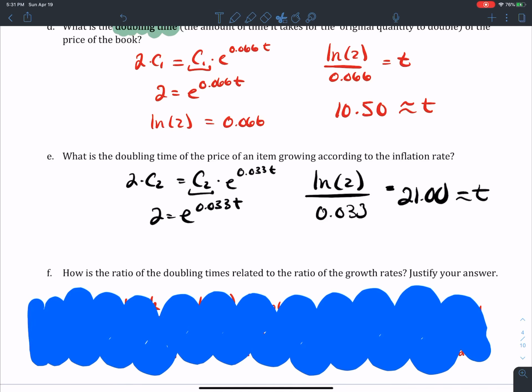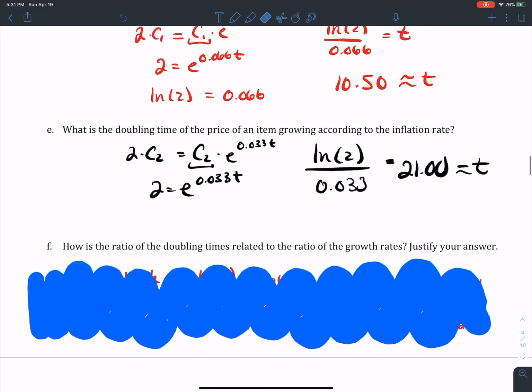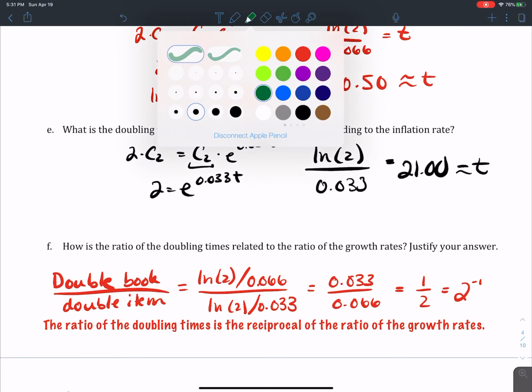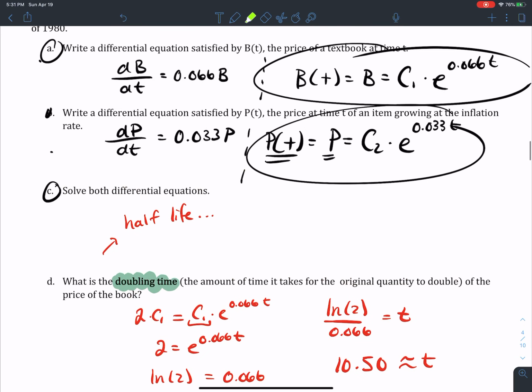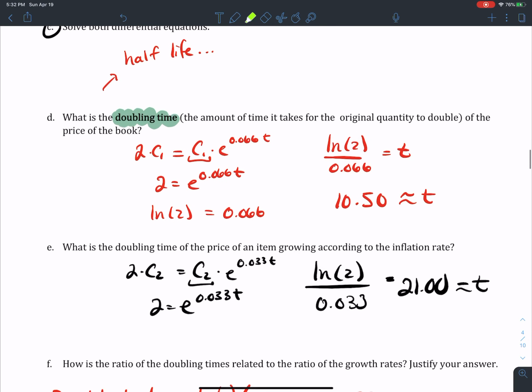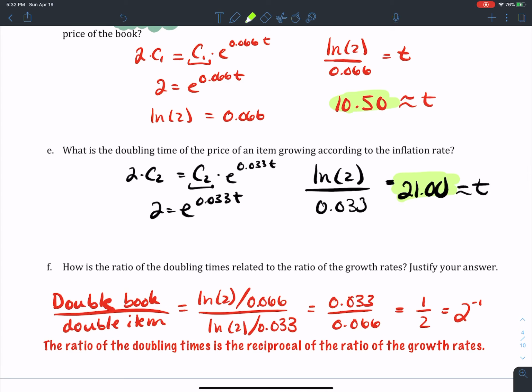And then this last question is just here to force us to look at all these combinations of how nicely things worked out, right? The ratio of the doubling times is the reciprocal of the ratio of the growth rates. What I mean by that is I chose these numbers on purpose, right? 6.6% is twice as fast as 3.3%, which is why it took half as long to double. So they're just getting us to see how nice some of these continuous growth rates are with that base of e, and that's why we're using that. And that's why it's just so nice.